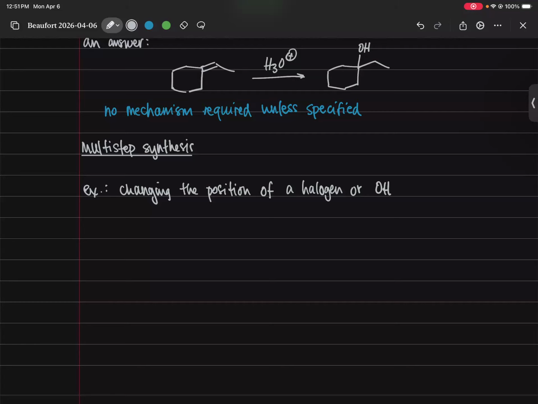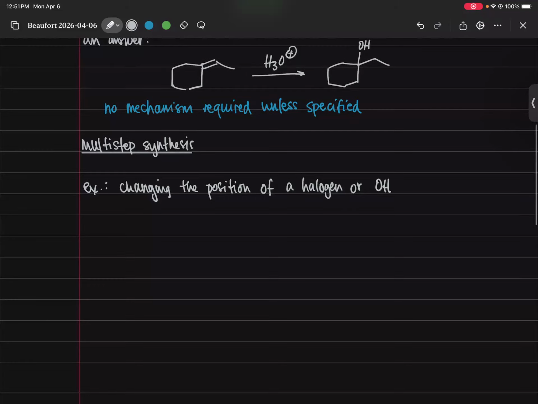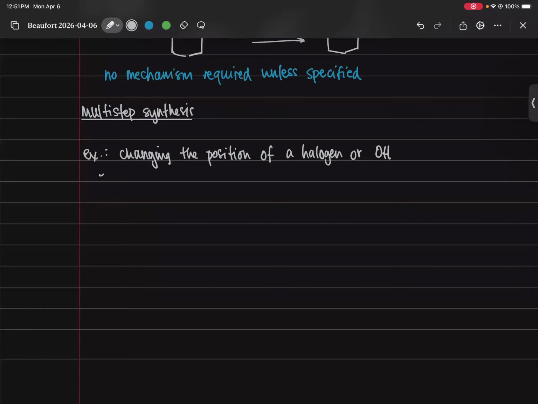For this particular example, changing the position of a halogen or an OH, we need to do an elimination reaction. Then we need to do an addition reaction. Okay, so elimination and addition are pretty much opposites of each other. But if we can control the reagents that we pick for the elimination and the addition, we can move one of these groups around the molecule.